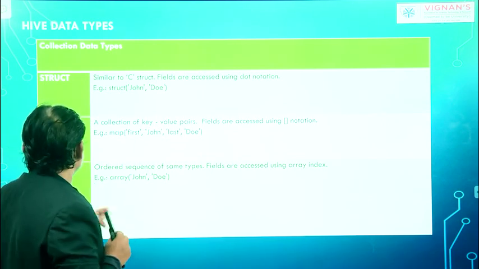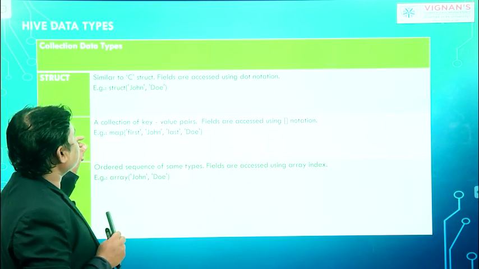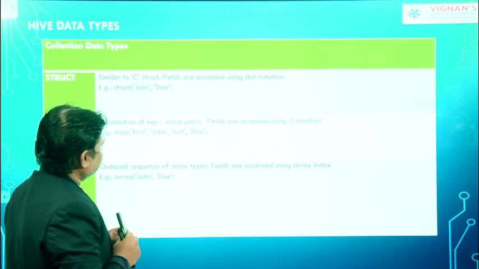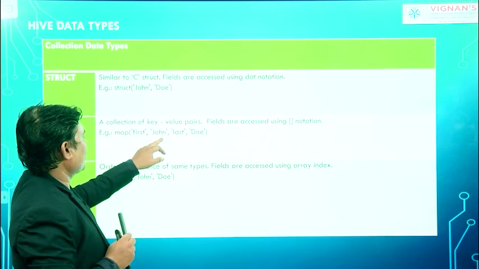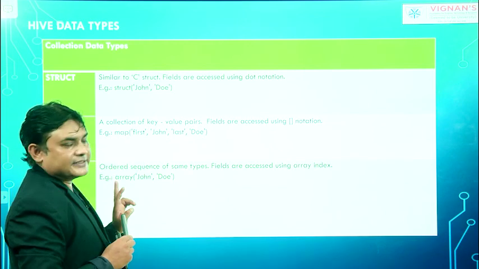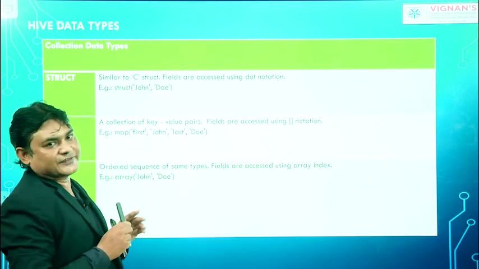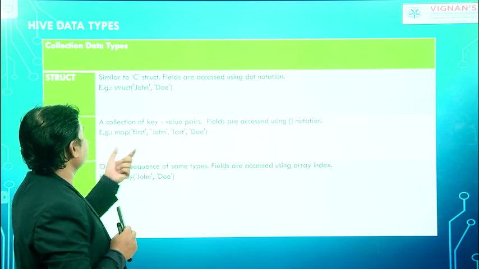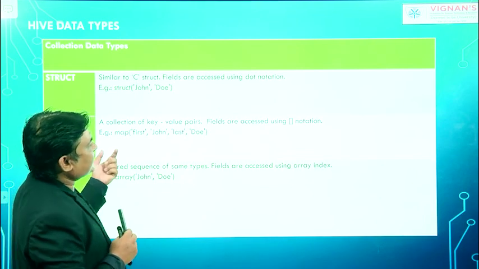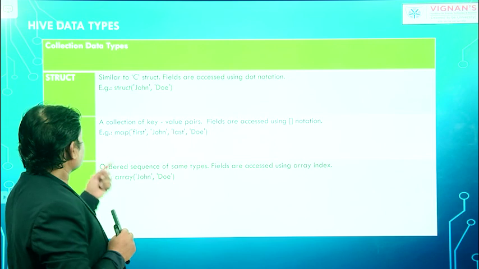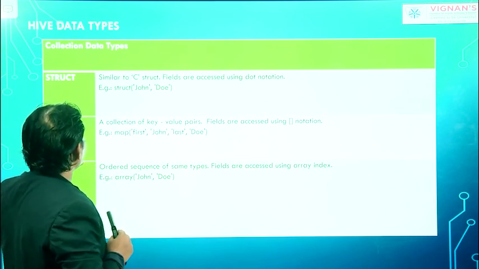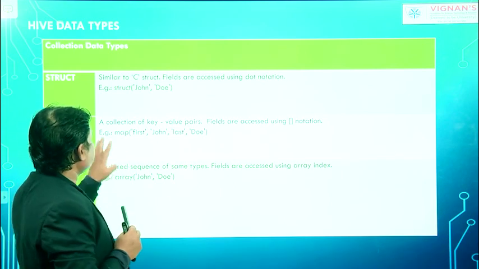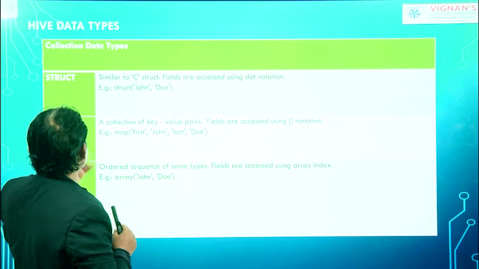Similarly, here the map acts as a collection of key value pairs. For example, I can say first name is the key and John is the value. I can call last name the key and Doe the value. So it has key value pairs, and you can access fields using these notations. The map is basically used to hold a collection of key value pairs. So if you want to store data as key value pairs, you can use the data type called map.